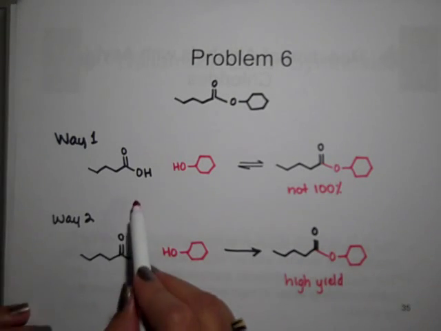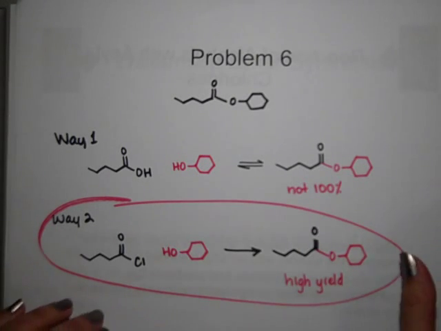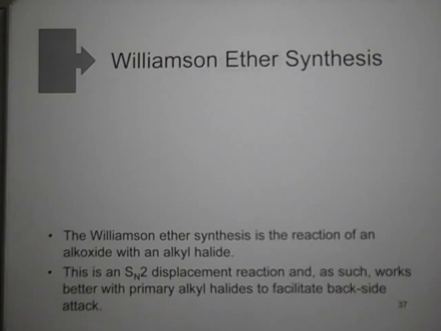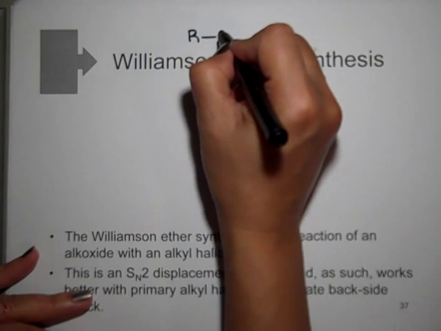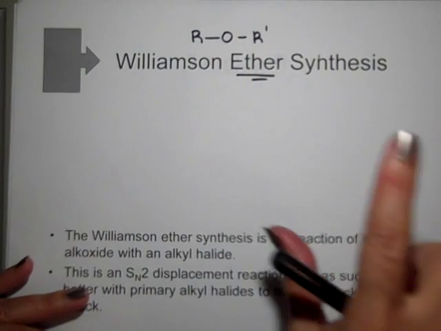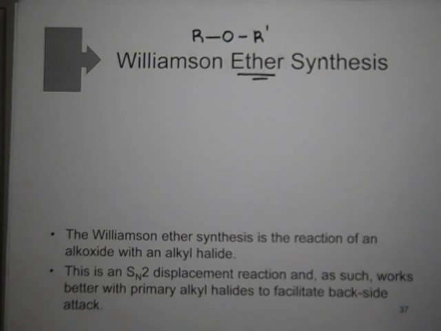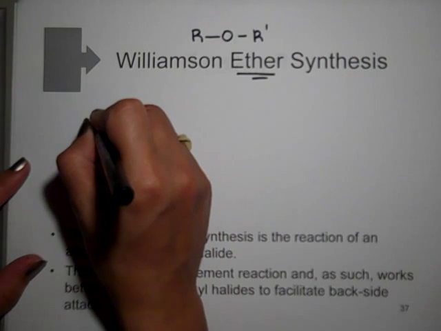So this is the much better way of actually making this ester right there. We're going to form an ether. And the ether, it's an oxygen that has two carbon groups, one on each side. The carbon groups can be the same, which would make a symmetric ether, or they can be different, which would make an asymmetric ether.